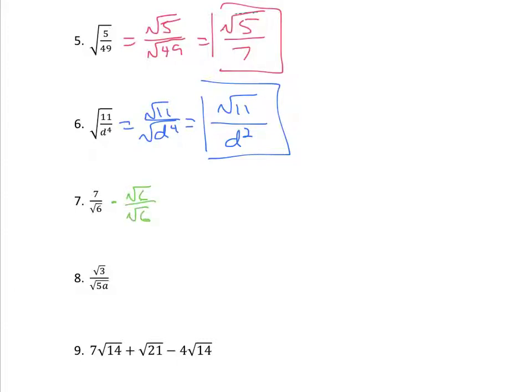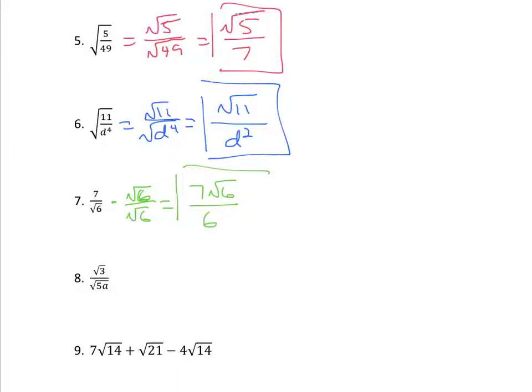You basically multiply the denominator by itself, both top and bottom. So on top we've got just 7 times the square root of 6. And on bottom we've got square root of 6 times square root of 6. Well, square root of 6 times square root of 6 is square root of 36, which we know is 6.